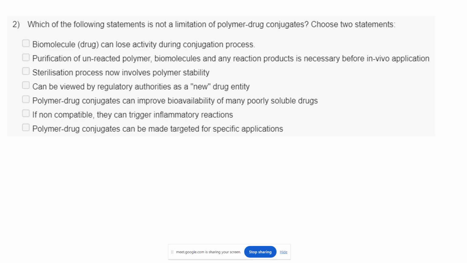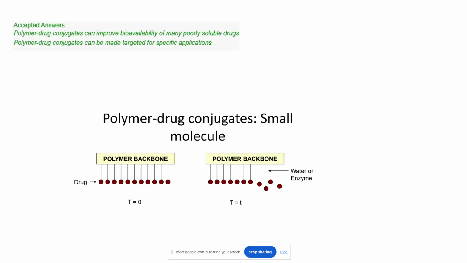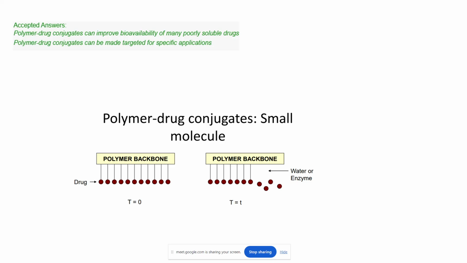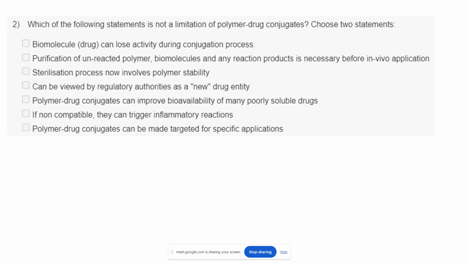Okay, let's look into the answer. So option 5 and 7, polymer drug conjugates can improve bioavailability of many poorly soluble drugs, and polymer drug conjugates can be made targeted for specific applications. These two will be the correct statements. Here the question is asking not a limitation, so basically advantages of polymer drug conjugates. So it can improve bioavailability, that is one advantage, and it can be made for specific applications.